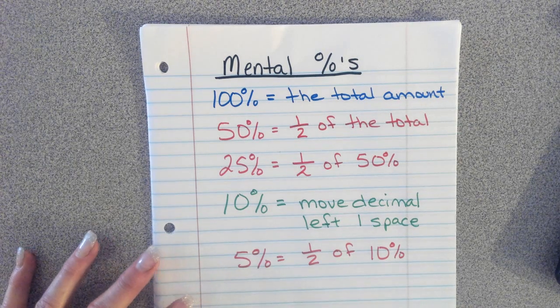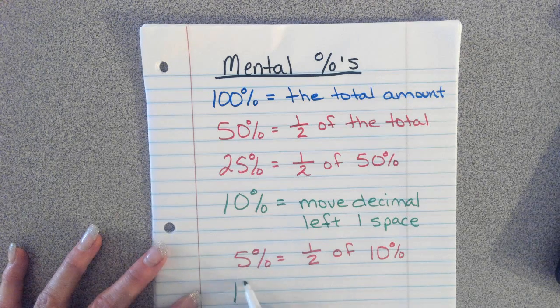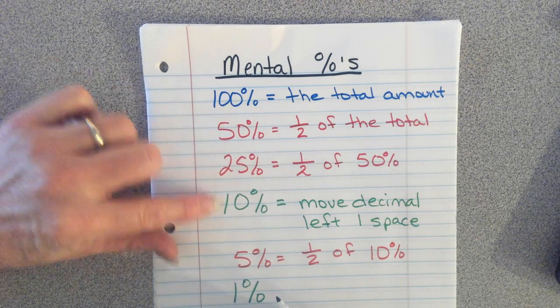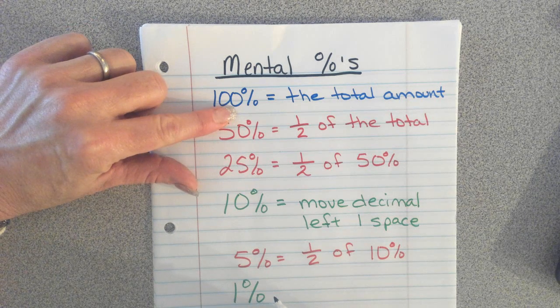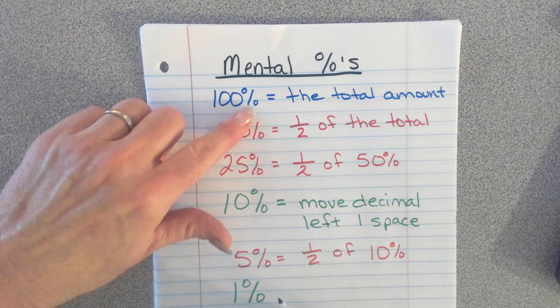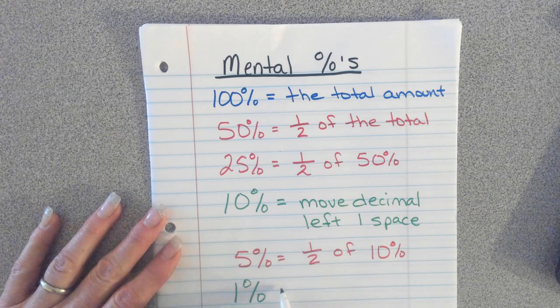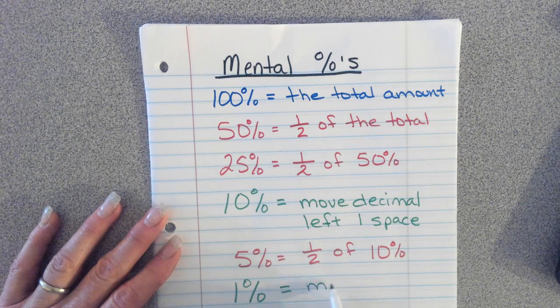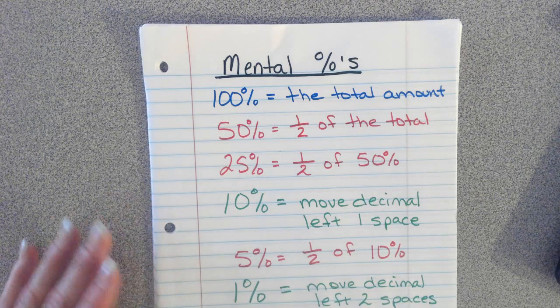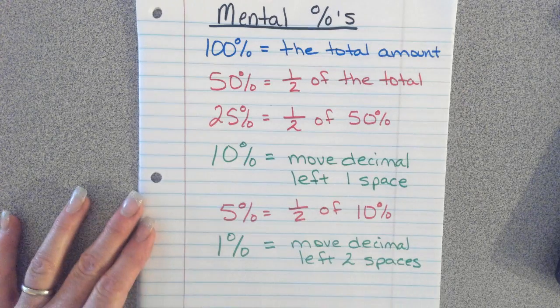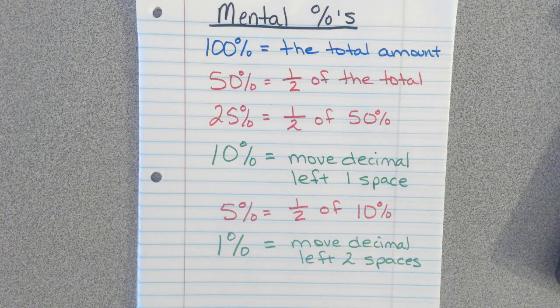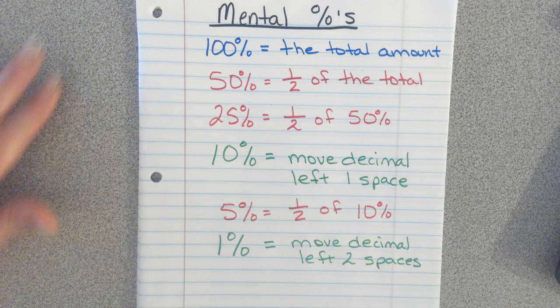And then finally, 1%. Now to get from 100 to 10, we move the decimal back one space. To get from 100 to 1, we move the decimal back two spaces. So 1%, move decimal left 2 spaces. Ta-da!